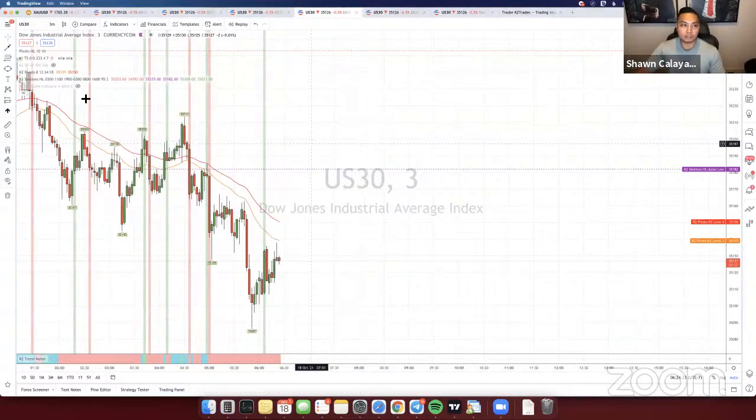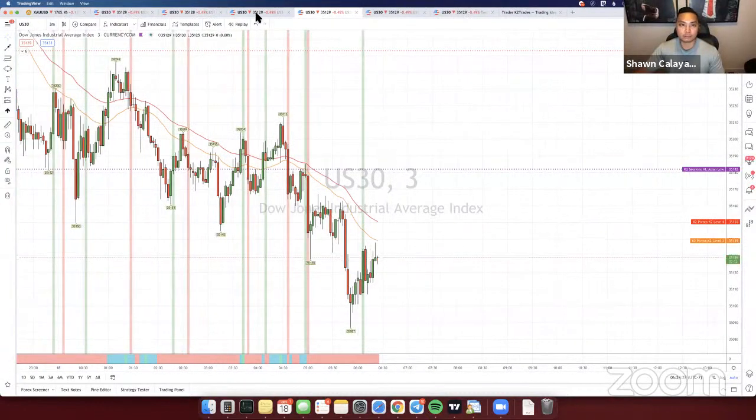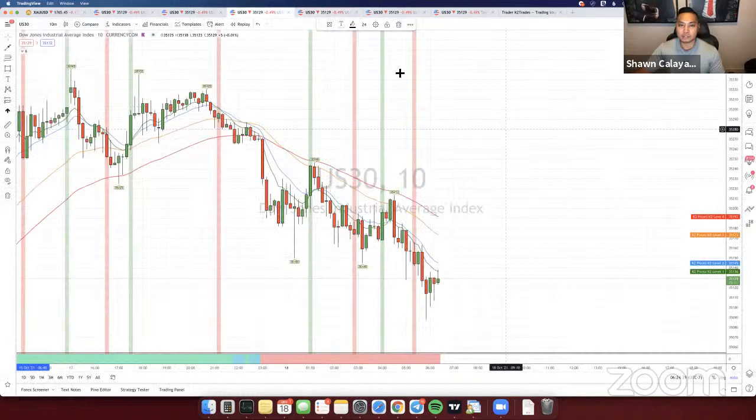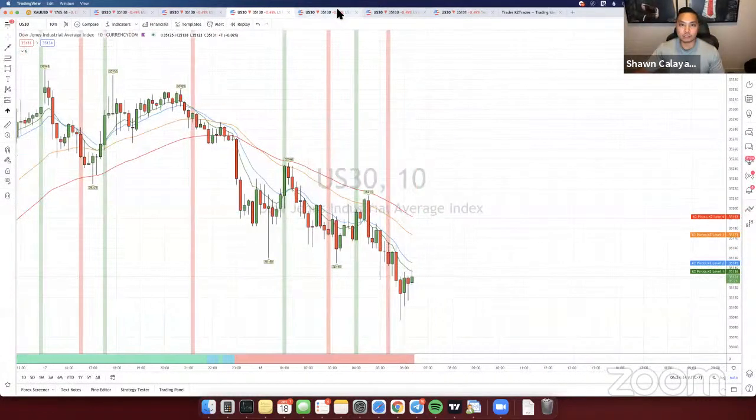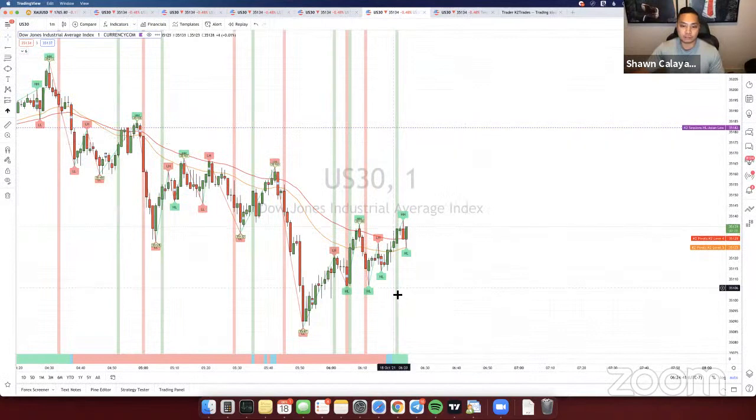Looking at the 3 minute over here, price is below the pivots and the trend meter is red. This indicates that we're in a downtrend on the 3 minute. Looking over here at the 10 minute, same situation. Price is below the pivots and the trend meter is red. So looking at these other timeframes, everything is pretty much bearish right now, aside from the 1 minute, which is shifting to the upside.